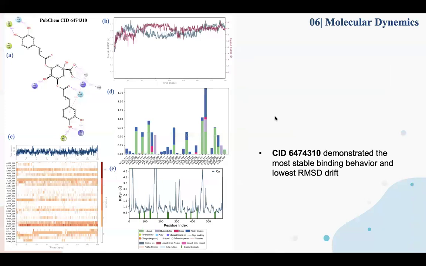When we moved to long-term simulations, one compound, PubChem CID 6474310, clearly outperformed the rest. It demonstrated the most stable binding behavior and the lowest structural drift over the entire 200 nanosecond run. Our MMGBSA energy analysis confirmed it as the strongest binder, meaning it fits into the target protein more effectively than any other candidates we tested.